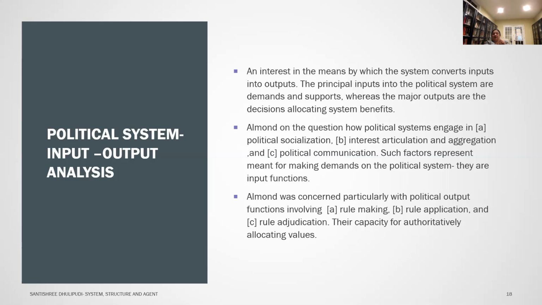Almond was concerned particularly with political output functions involving rule making, rule application, and rule adjudication, the capacity of authoritatively allocating values. Rule making, the legislature; rule application, the executive; and rule adjudication, the judiciary.